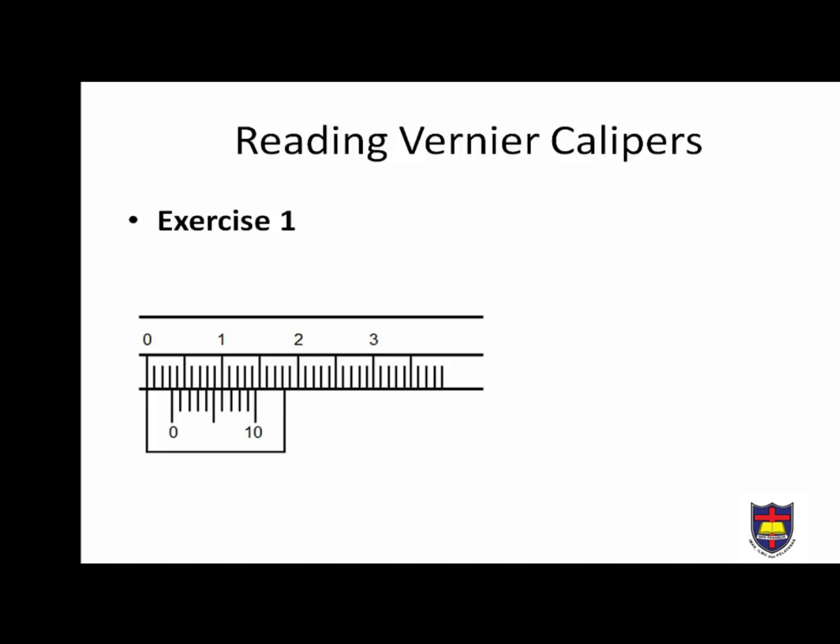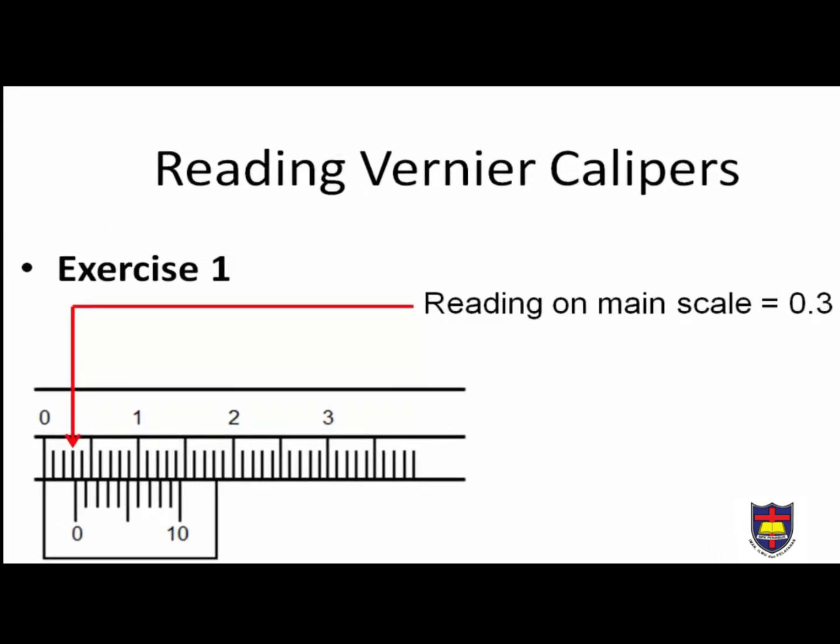Now exercise 1. What is the reading on this vernier caliper? The reading on the main scale is 0.3 cm, because the zero marking on the vernier scale is just past 0.3 cm and is not yet at 0.4 cm, so we read it as 0.3 cm.